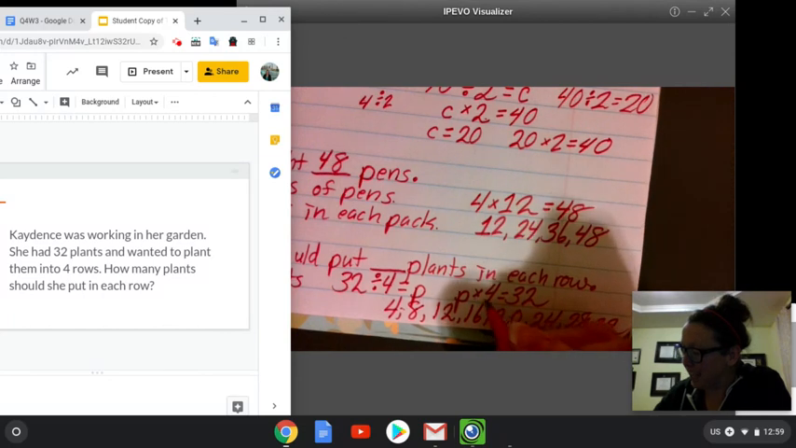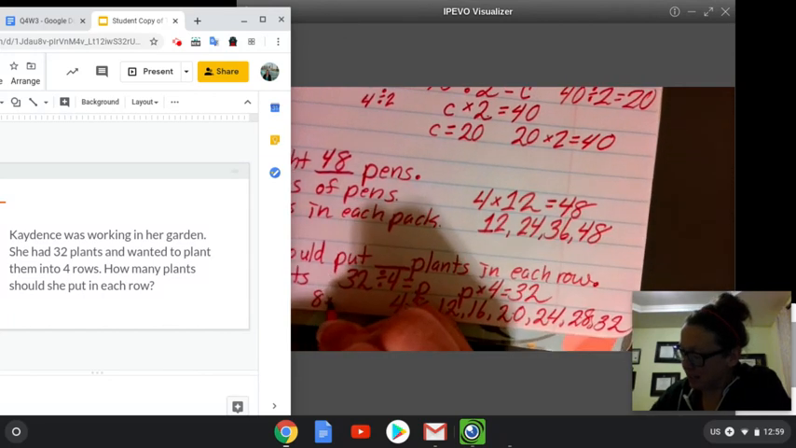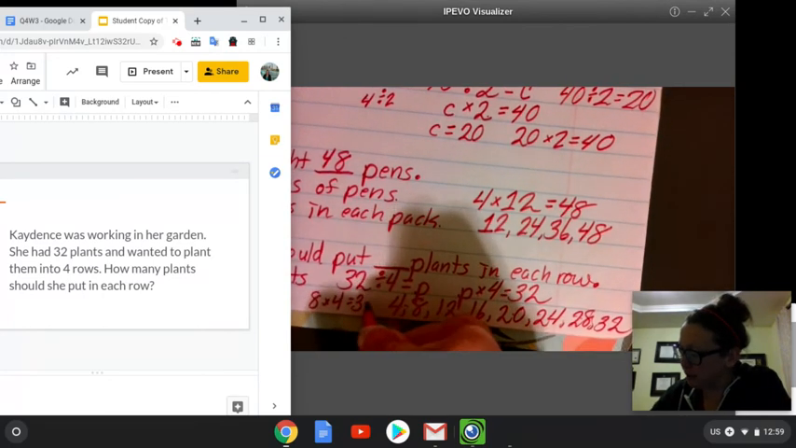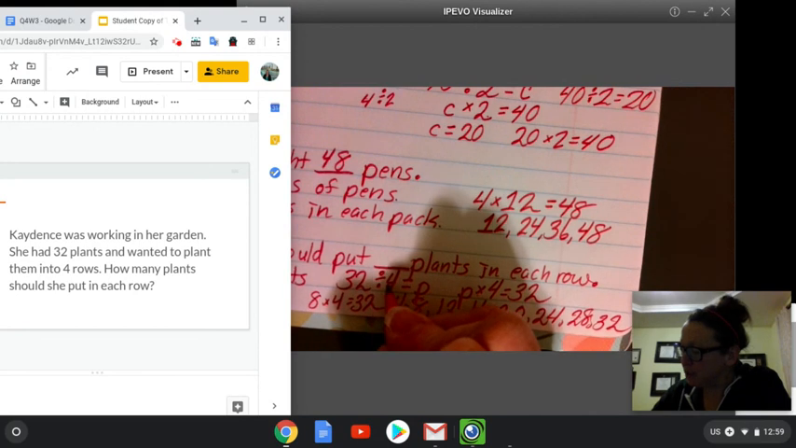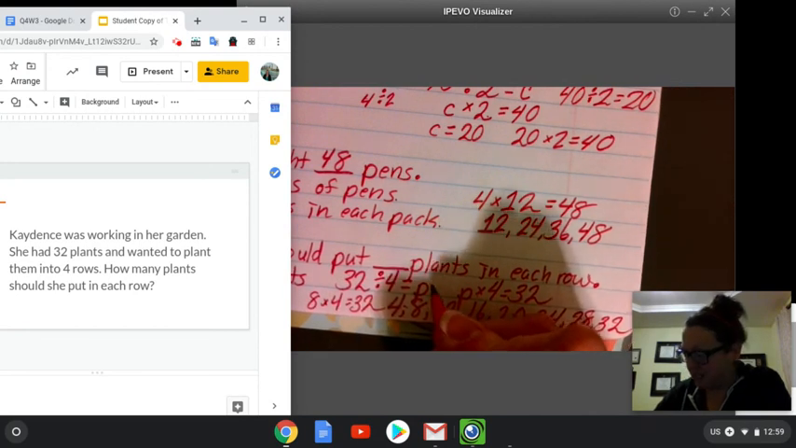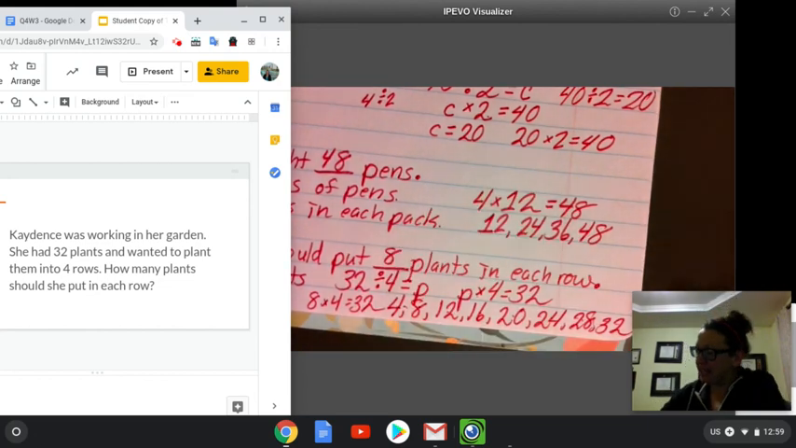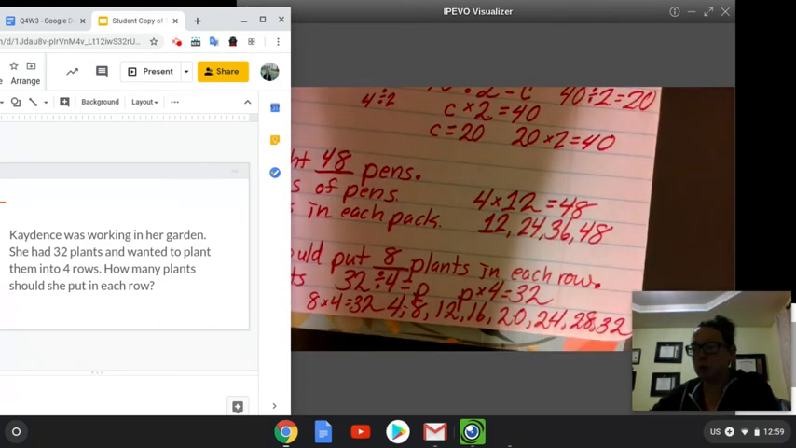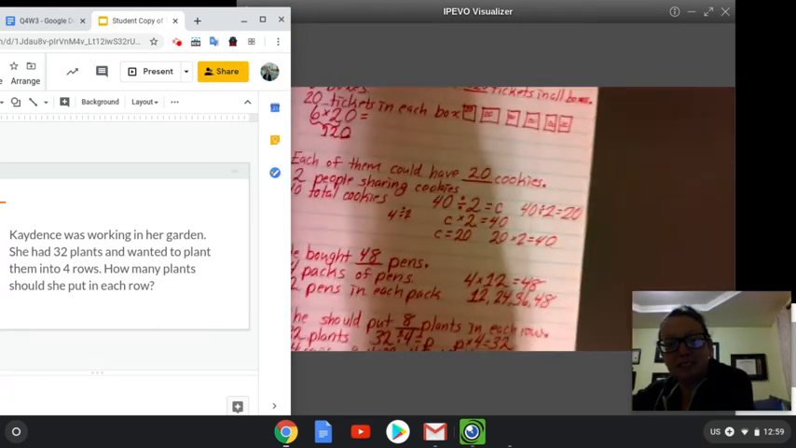So I know that 8 times 4 equals 32. So 32 divided by 4 must equal 8. So she should put 8 plants in each row.